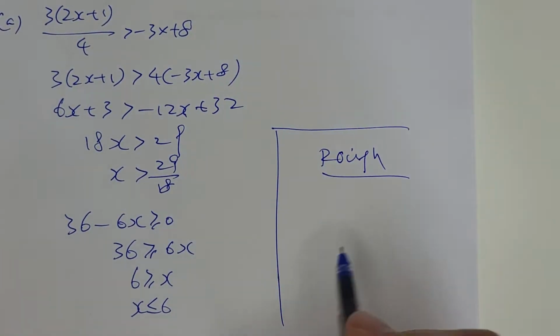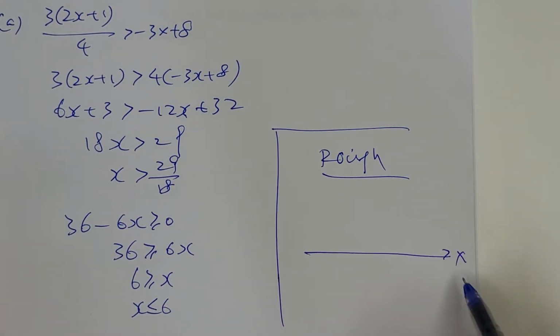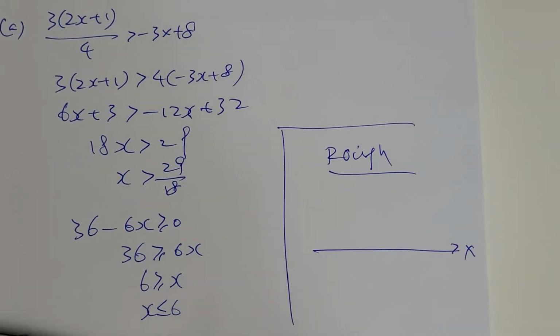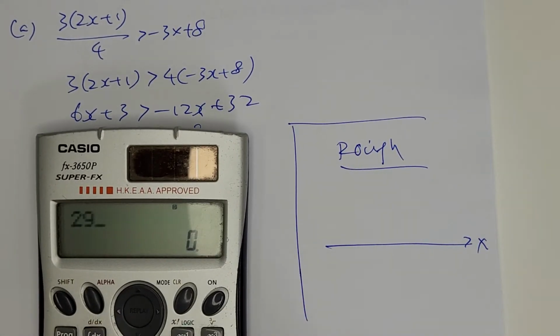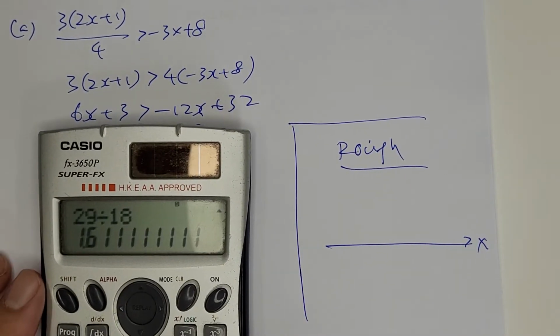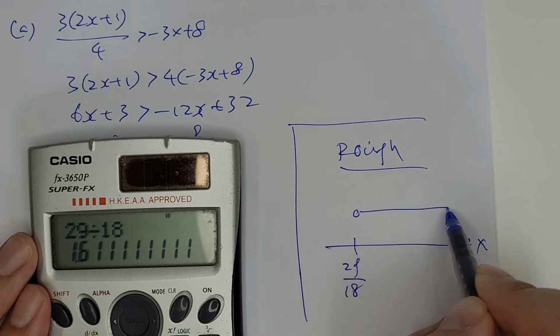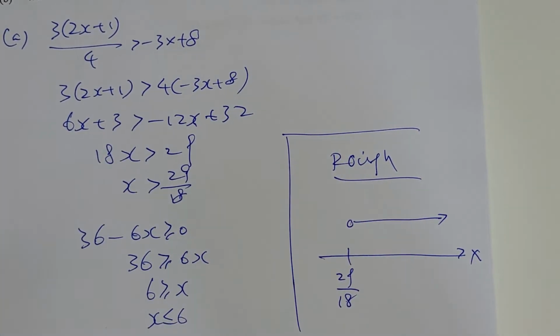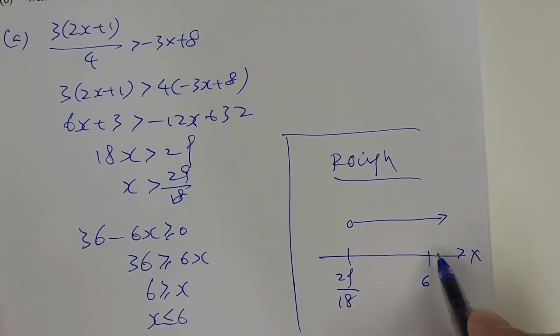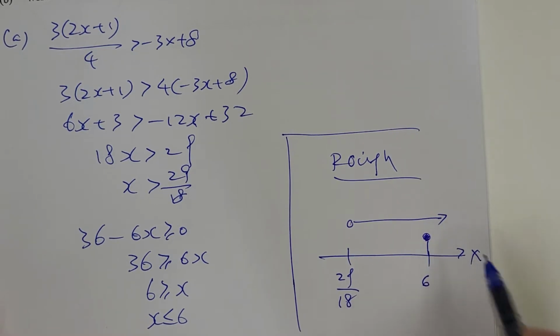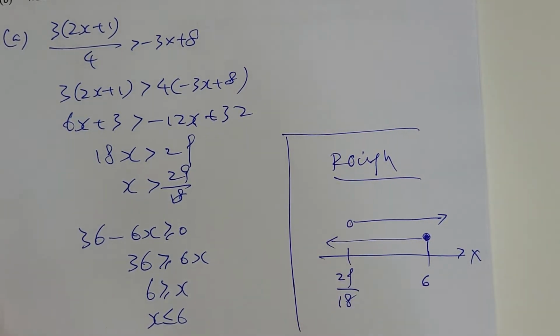Okay, so there are two sets of solutions here. One of them is x is greater than 29 over 18. Use the calculator. 29 over 18 is about 1.6 something. So x is greater than 1.6 something. But at the same time, x is less than 6, including 6. So we need a solid circle, okay?